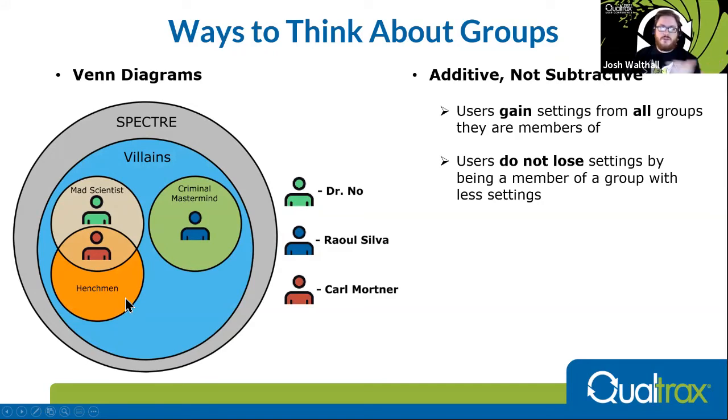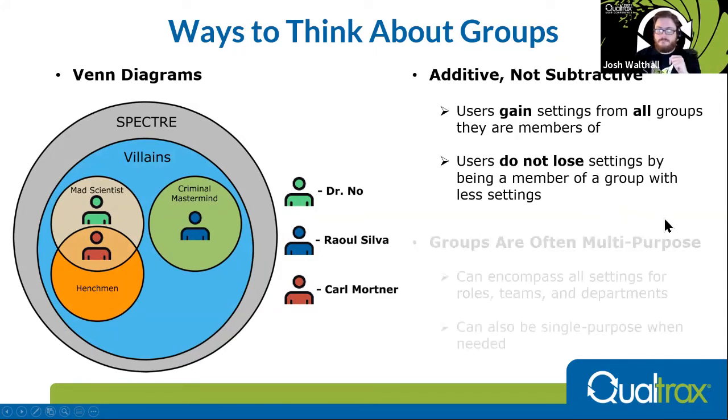Now, the Henchman group has no permissions, but that doesn't mean that it takes away the permissions that Carl gets from the other groups that he's a member of. It's just that Henchman doesn't add any permissions. All right, so additive, not subtractive.